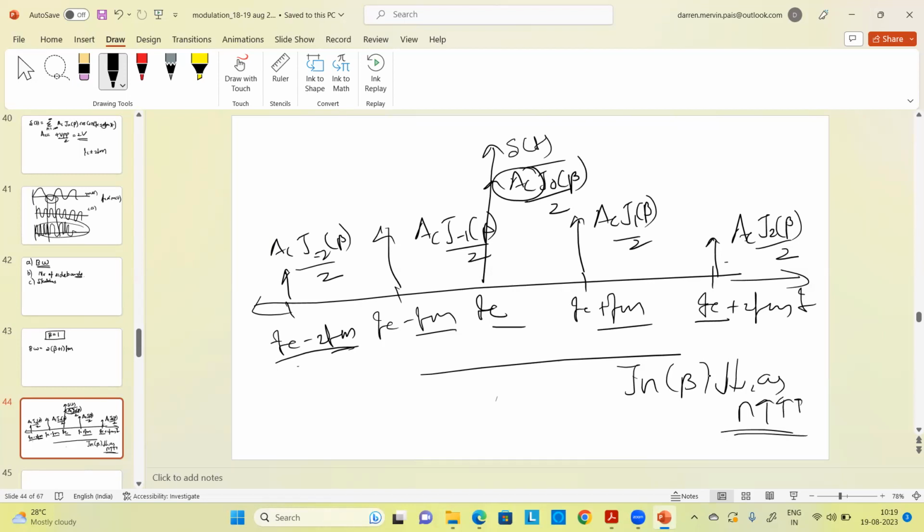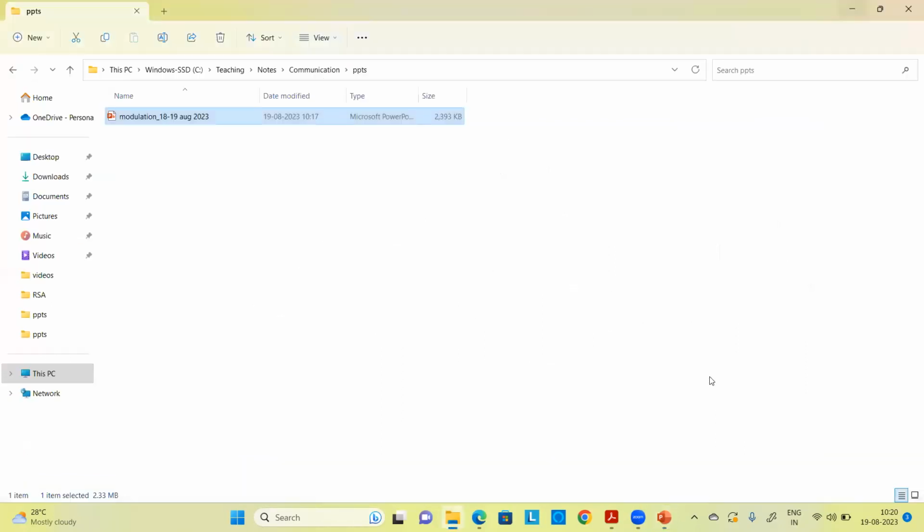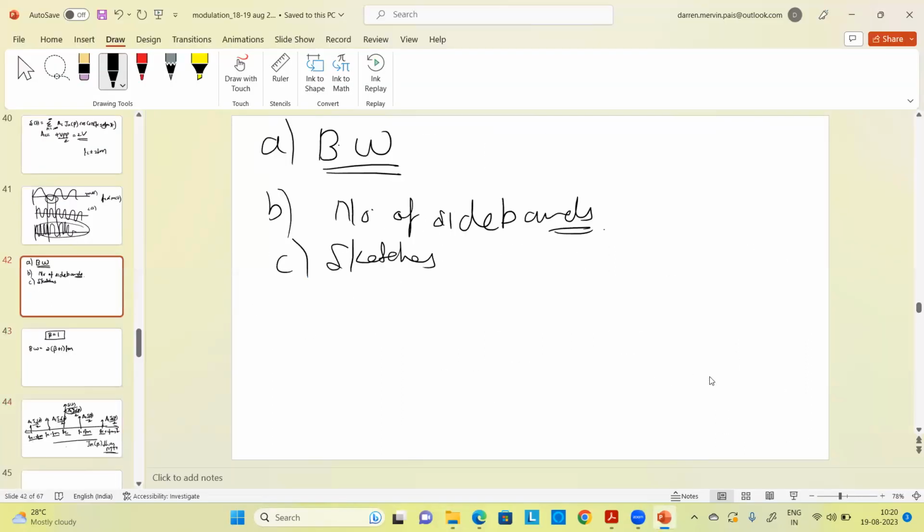So this is the theoretical part of it. Of course, when we practice in the lab, there will be certain differences, but this is the theoretical aspect of it. Am I clear to you? Understood, sir.